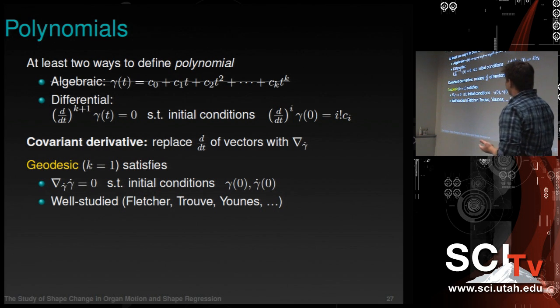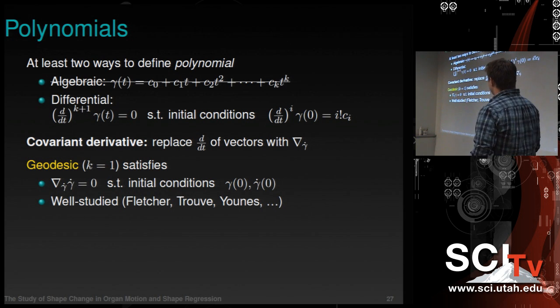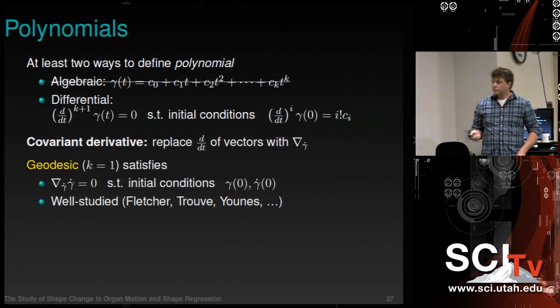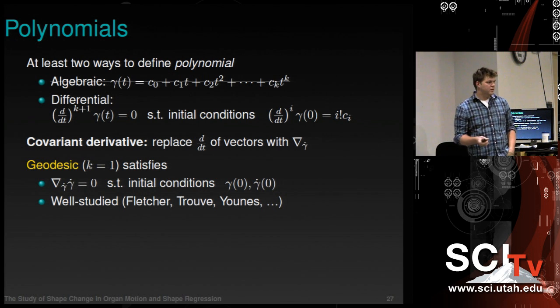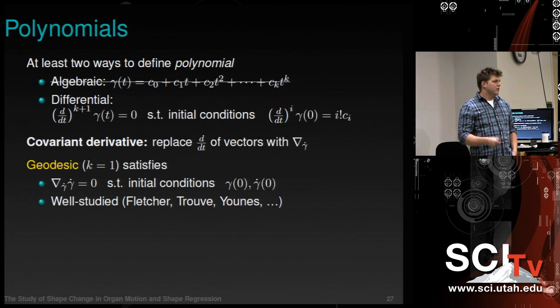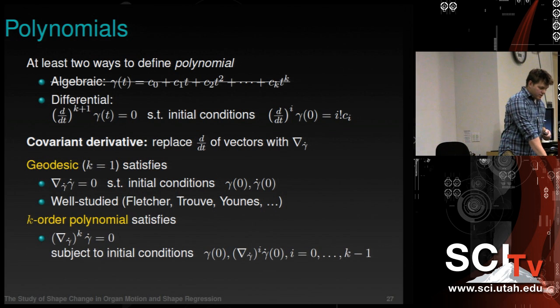So the first order polynomial is a very familiar object in differential geometry. It's called a geodesic. You might have heard of these. They satisfy the geodesic equation, which is just the generalization of this to a Riemannian manifold, and it's determined by the initial position and velocity. And these have been well studied even in our field of computational anatomy, and Sarang and Tom are two of the main proponents of these geodesic methods.